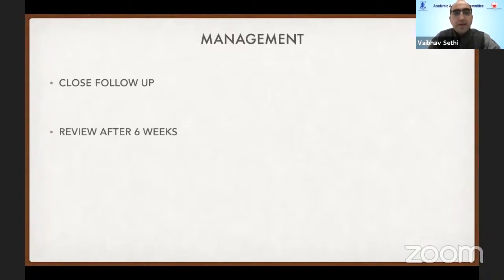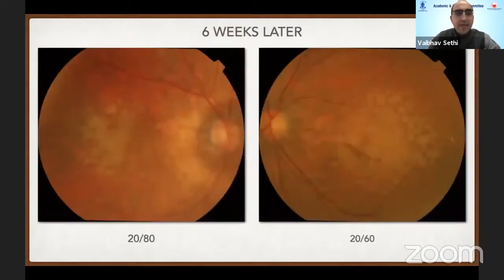The management in such a case was close follow-up, and the patient was asked to review back after 6 weeks. So the patient came back a few days back. This was the picture 6 weeks later in both the eyes. Vision remained the same. The clinical picture was the same. There was no fresh hemorrhage or exudation seen in either of the eyes.